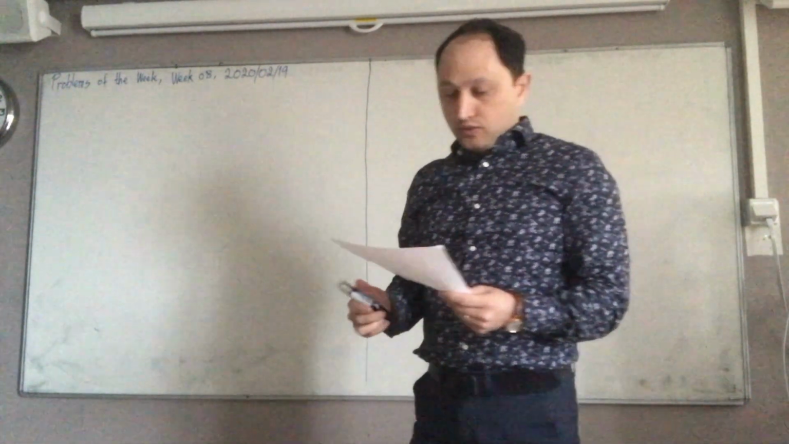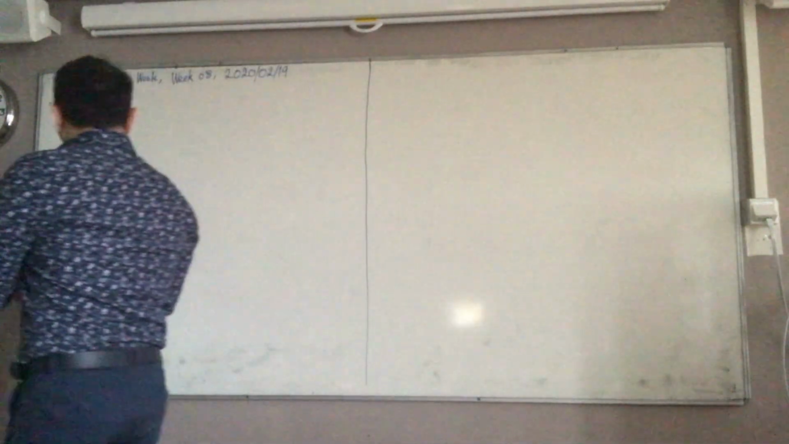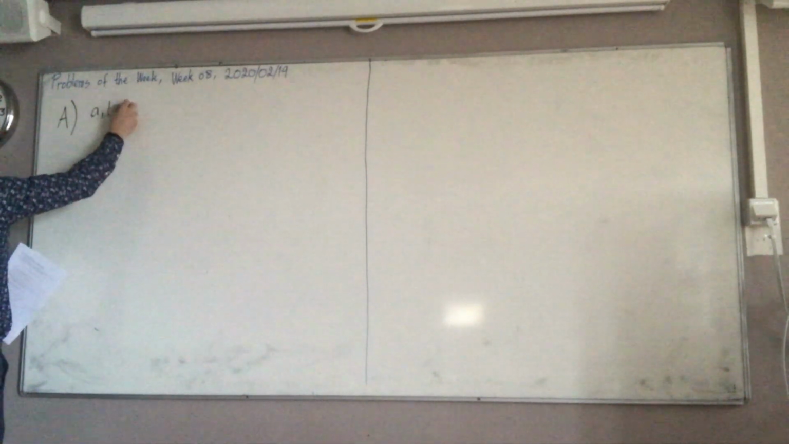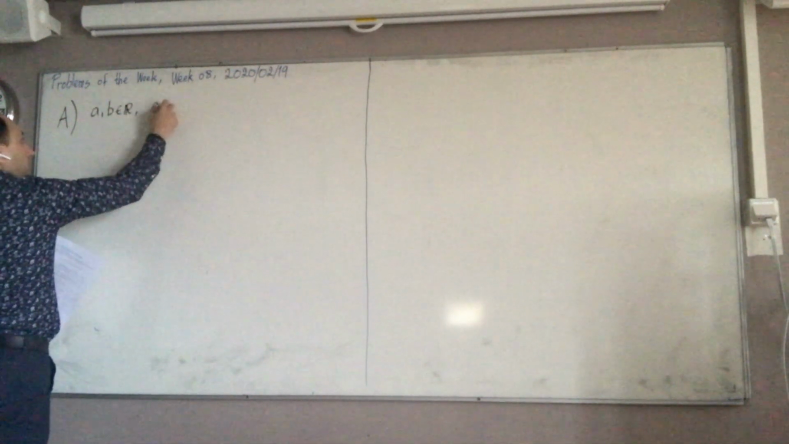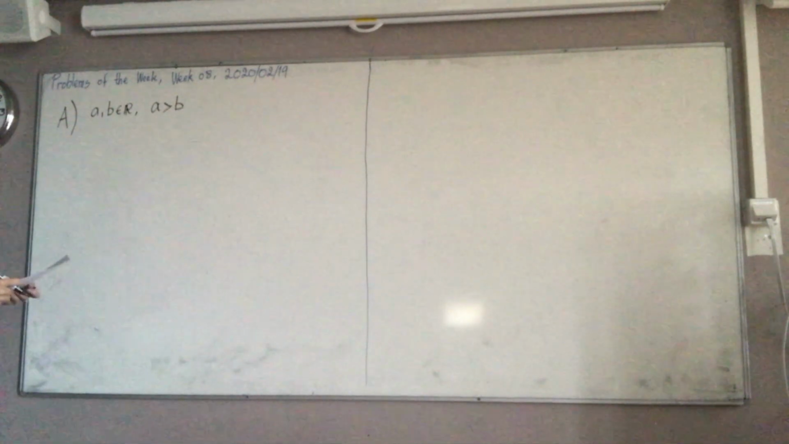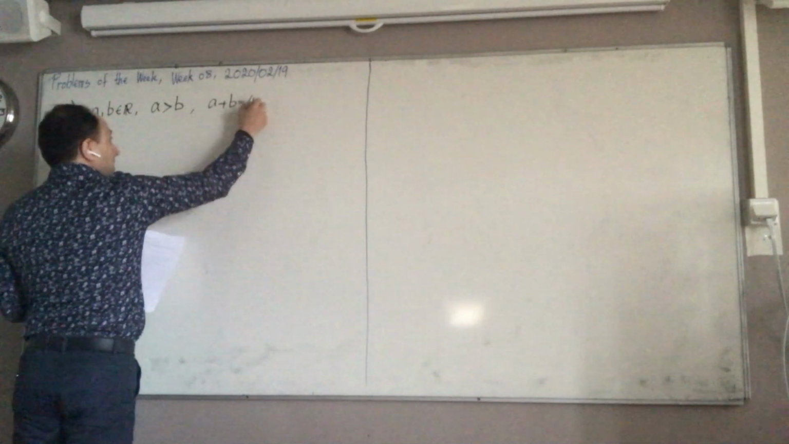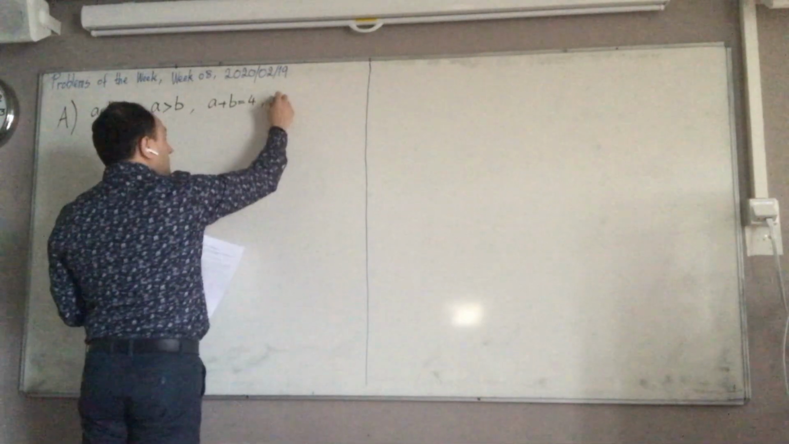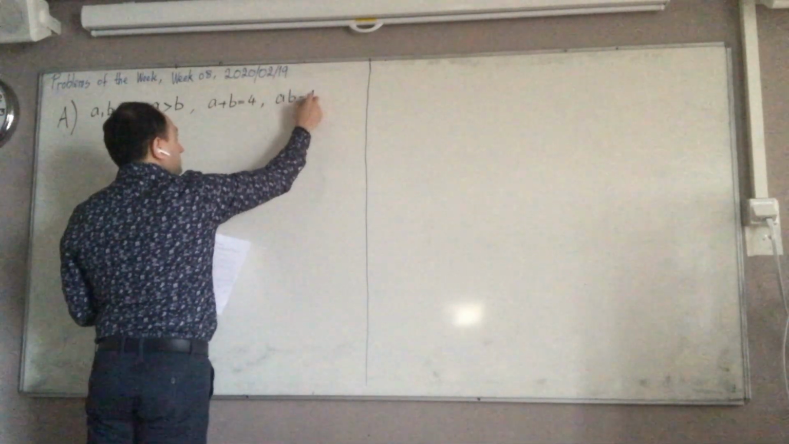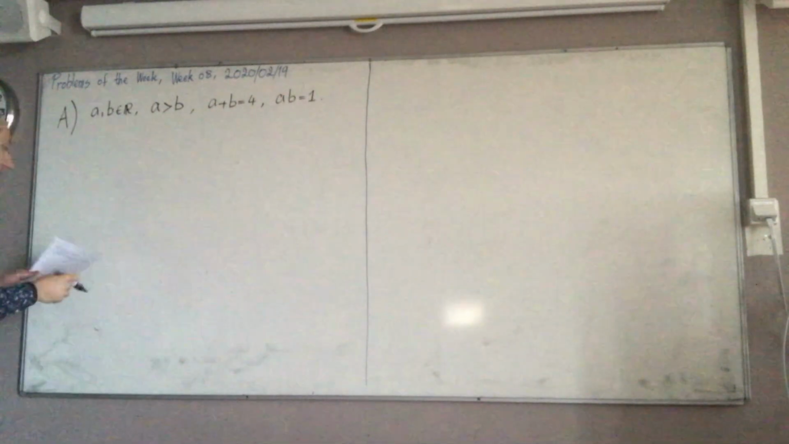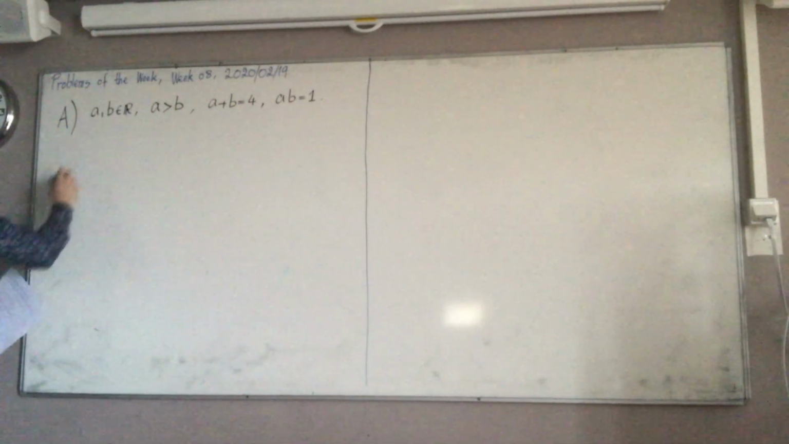So the first question is question A. It is given that a and b are real numbers, and we know that a is greater than b. We also know that a plus b is 4, and a times b is 1. We are supposed to calculate the following expressions.